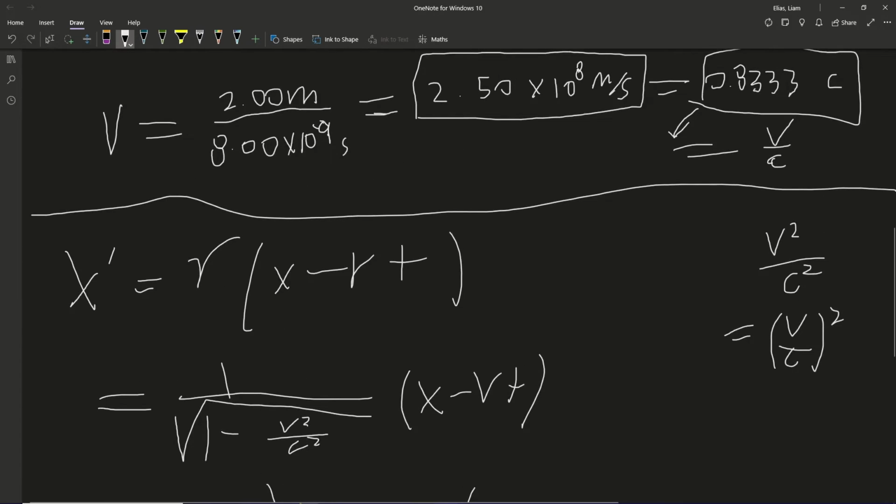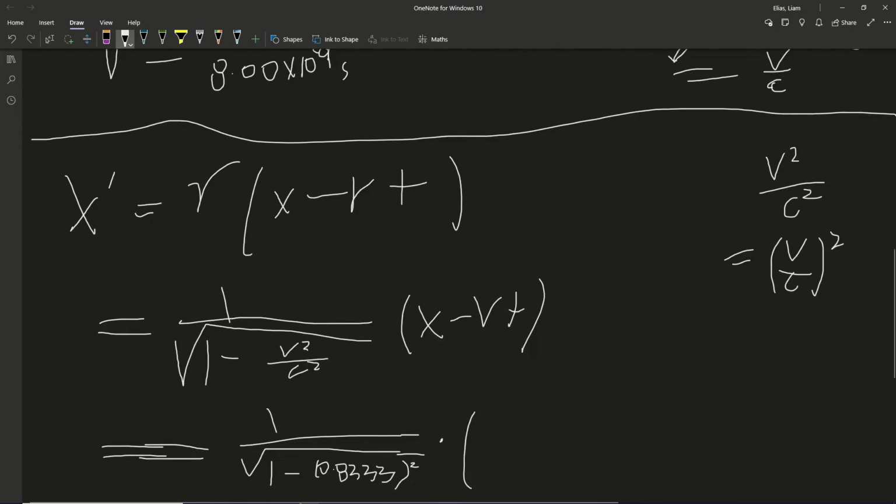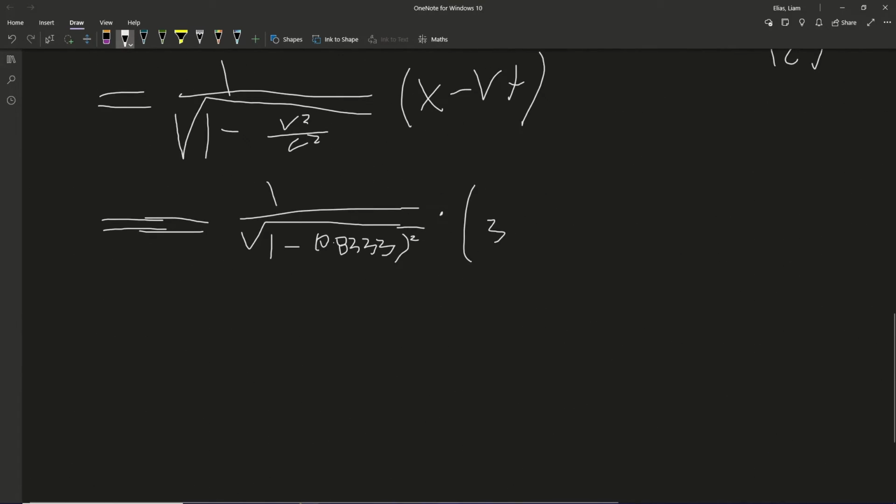Now, we can use, like I said, either event for x and t. I'm going to choose to use event 1. You can use event 2. It won't change your answer. As long as you're consistent, you just have to make sure if you use x2, you're using t2. If you use x1, you're using t1. So in our case, x1 is 3.00 meters. And then minus v.